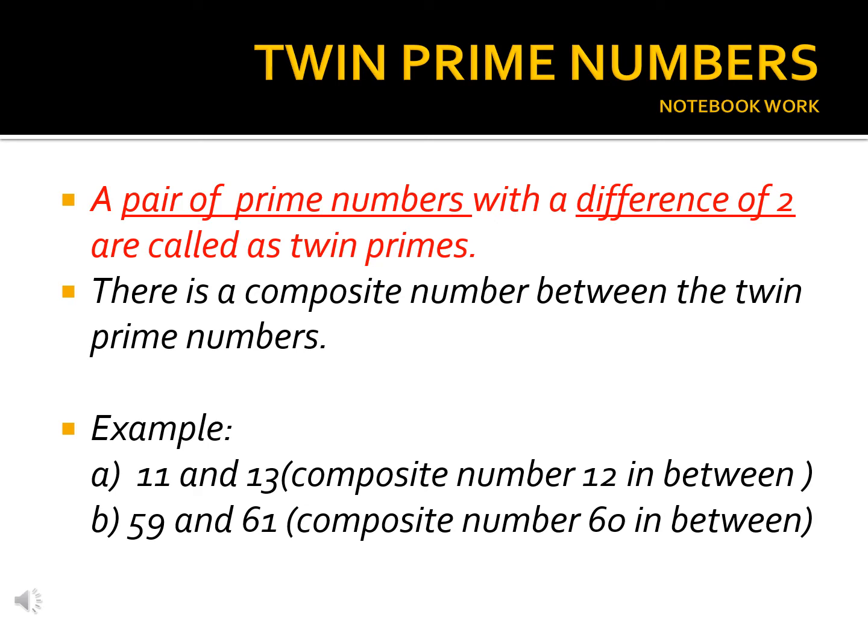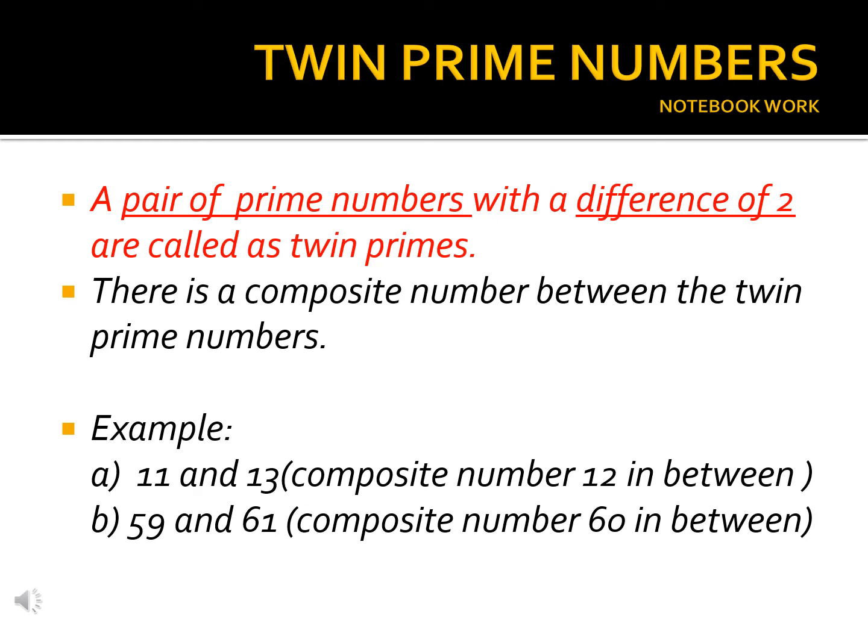For example, let's take two prime numbers, say 11 and 13. 11 and 13 are two prime numbers. In between 11 and 13, there is a number 12, which is composite, right? So between two twin prime numbers, there is always a composite number. The second example is 59 and 61. Both are prime numbers. The difference between them is 2, and there is a composite number 60 in between them.